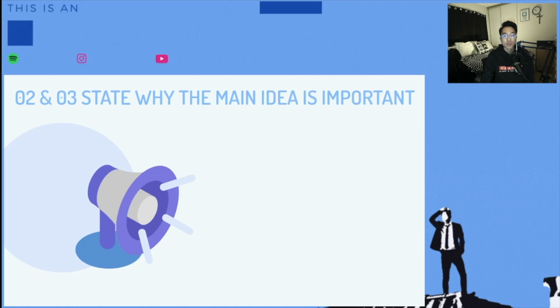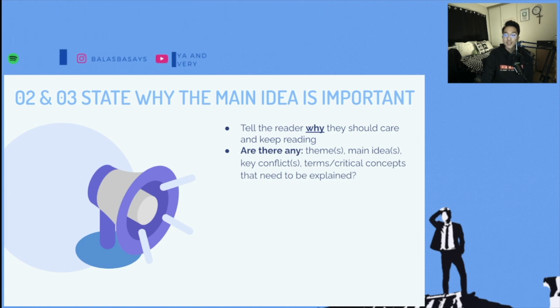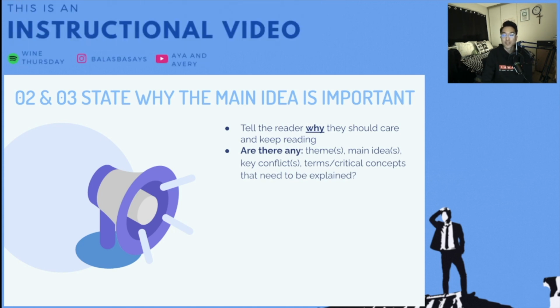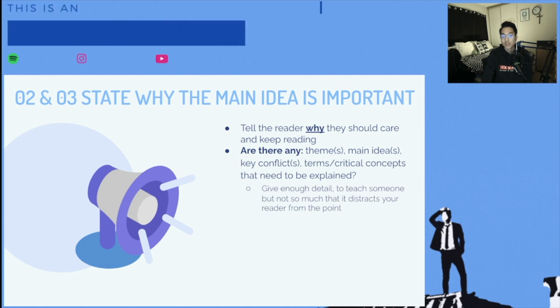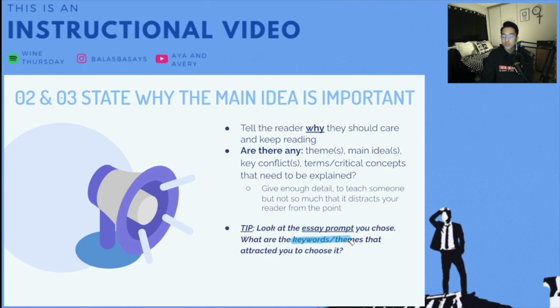After you brief them on the book you're writing about, tell them why they should care and keep reading. Are there any themes or main ideas, key conflicts, terms, critical concepts that need to be explained, that need to be defined? Make sure you give enough detail to teach someone, but not so much that it distracts the reader from the point. Here's a tip. Look at the essay prompt that you chose. Are there any keywords or themes that attracted you to choose it, like the 4 eyes of oppression or systemic racism? Why are they important to you, to the story?